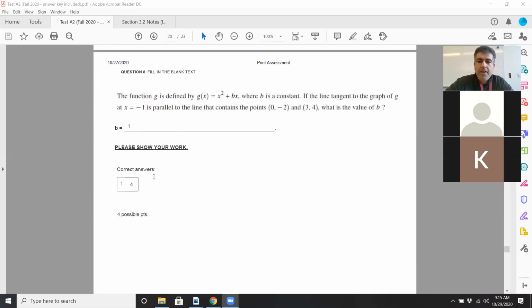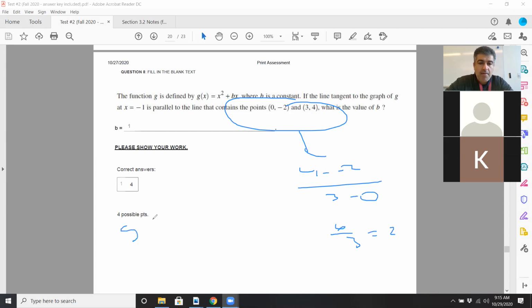Number 8. So again, this is a way of extending yourself a little bit. That is going to be a slope of 2. You guys should know slope. You have done that a million times now, so it should not be a problem. 6 over 3 equals 2. And we're parallel to that. So it means that g prime of x, or g prime of negative 1 in this case, has to equal 2, because you're told the line tangent to the graph of g at x equals negative 1. Remember, that's going to be g prime of x. We plug in negative 1, and that's going to be parallel to that, so they have the same slope.